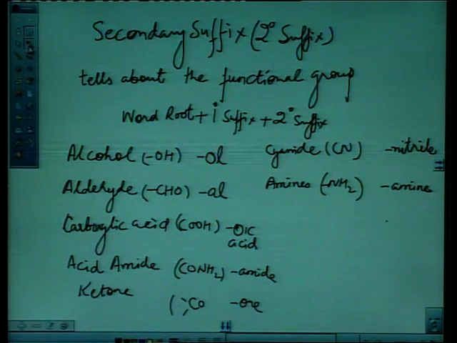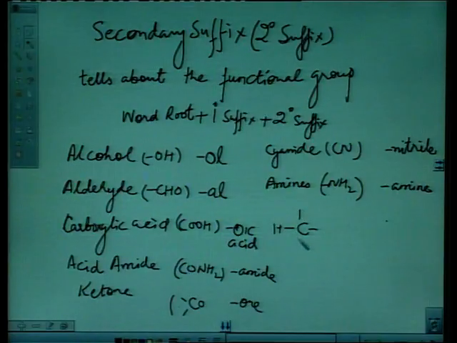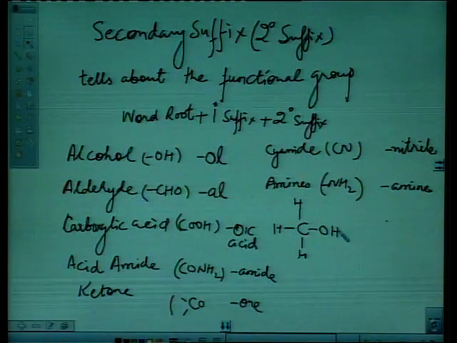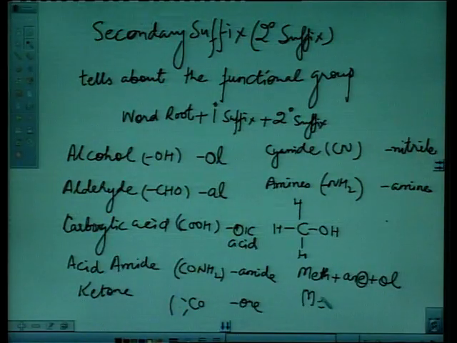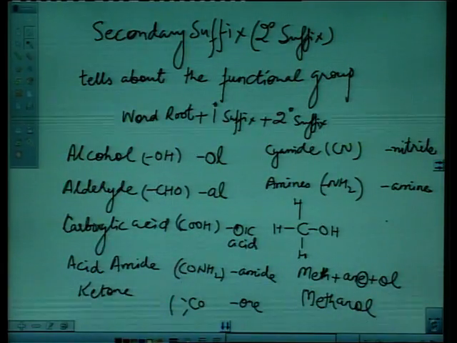Accordingly, if I write this compound, the word root for one carbon is meth, plus ane, plus ol. Meth plus ane plus ol. The e of ane is omitted and the name is made methanol. So the name is methanol. So ol is the secondary suffix.